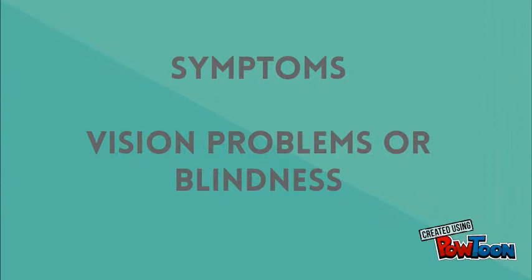Vision problems or blindness. Homeostasis is affected because visual sensory input is not able to reach the brain. There is a lack of information exchange between the retina and the brain through the optic nerve, cranial nerve 2, which becomes damaged due to lack of blood flow caused by plaque buildup in the vessels.